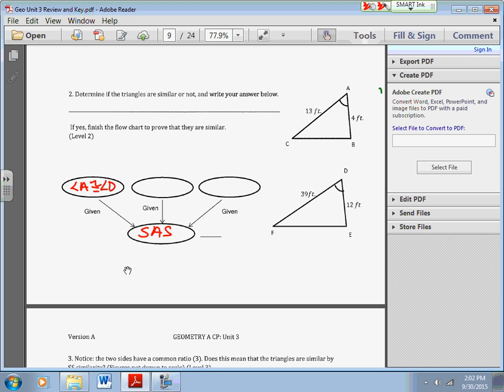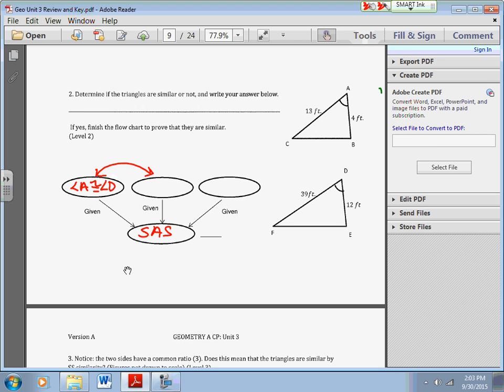Now, do you notice I put side, angle, side right here? I really should have put this here in the middle because isn't the angle the bubble? Because I'm using side angle side, I really should have written that here in the middle. Okay, so I'm not gonna waste time with that. You understand?